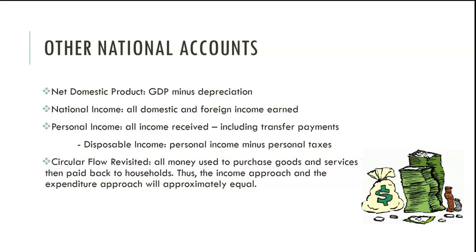So all money that's used to purchase goods and services is then paid back to households through the income approach. So whether you're a business owner or you're an employee, you're getting money from the government through transfer payments, all of that is income that is then used to purchase goods and services. So the income approach and the expenditure approach should be approximately equal. This will end our first video looking at GDP.